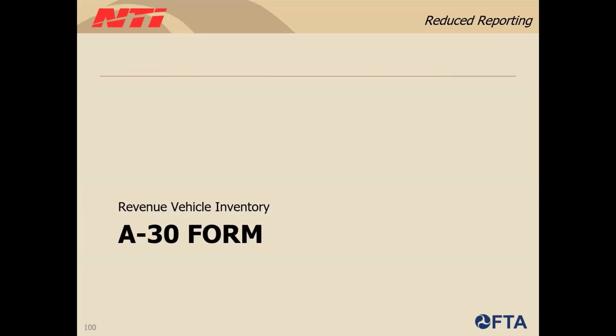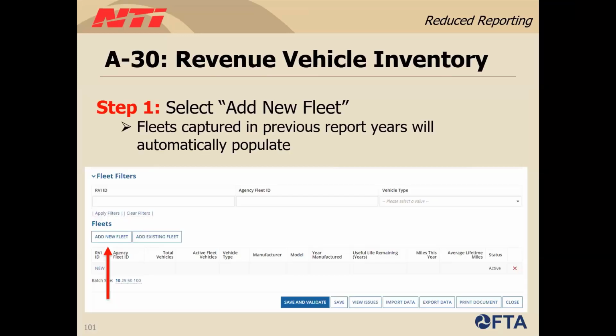Now, we will review the A30 Revenue Vehicle Inventory Form. Each year, you should review and update the A30 form by adding any new vehicles or retiring any vehicles that are no longer in service at your agency. The form will pre-populate all revenue vehicle fleets from the previous report year. If you need to add a new fleet, you will select the Add New Fleet button.